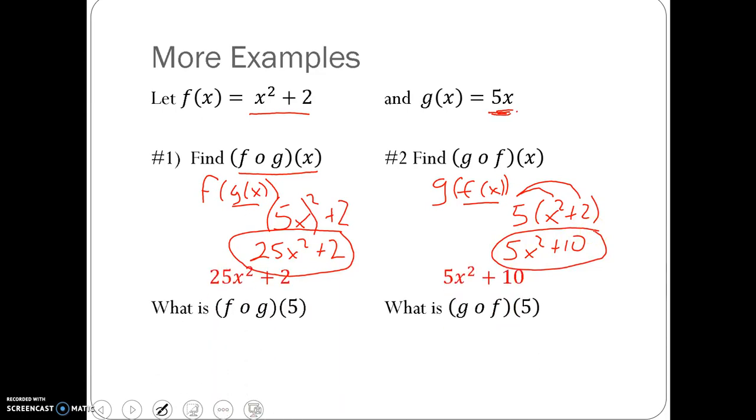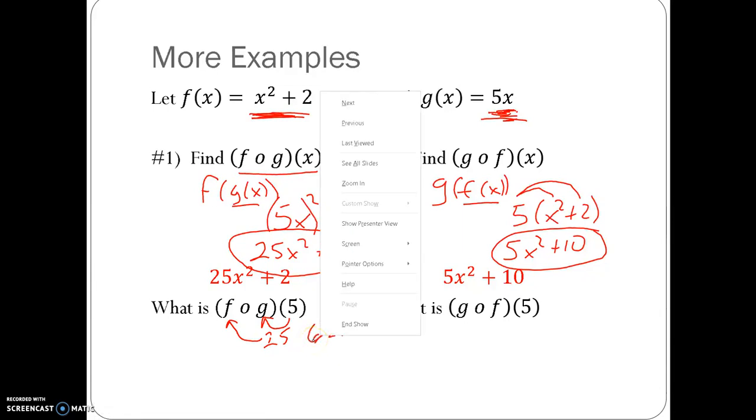We can recognize that here when we try to find a specific number. Let's suppose that I want to find f of g of 5. There are two ways that I can do this. I can go to the original functions and stick the 5 into the g of x function first. If I did that, I would have 5 times 5, which is 25. Then I would take that 25 and stick it into the f of x function. 25 squared is 625, plus 2 is 627.